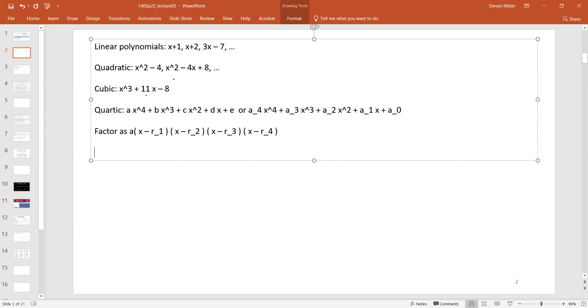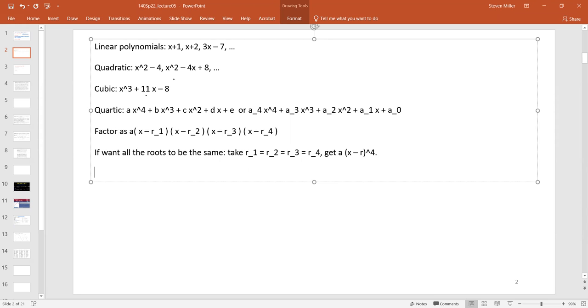I'm sorry. I want a quartic, but I want all the roots to be the same. So what would be an example of a quartic where all the roots are the same? One would be all the roots are zero. So the simplest example of a polynomial where all the roots are the same would be just x to the fourth.